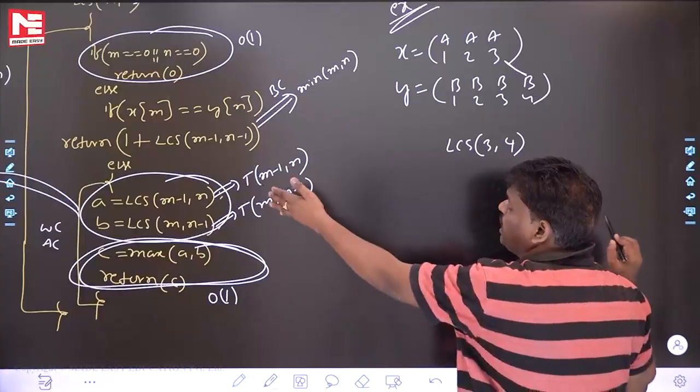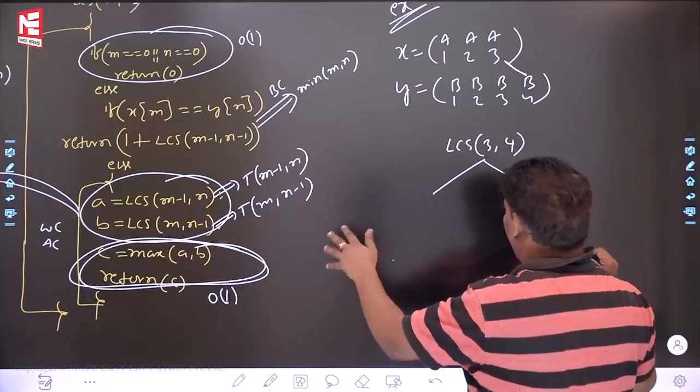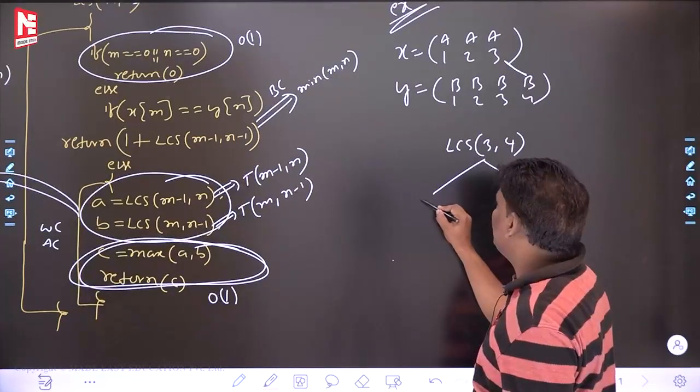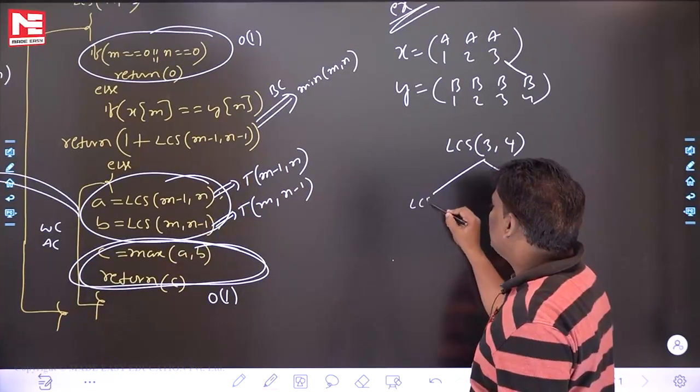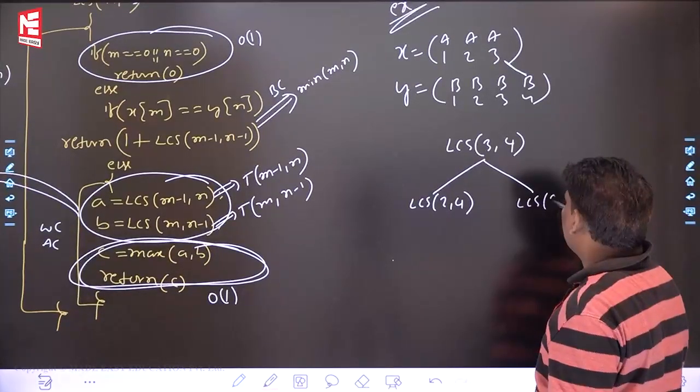If there is no matching, which part will you go to, the if part or the else part? The else part. Else part means no matching. You may decrement the first one or decrement the second one. Decrement the first one, what is the answer? LCS of 2, 4. You may decrement the second one: LCS of 3, 3. Right?